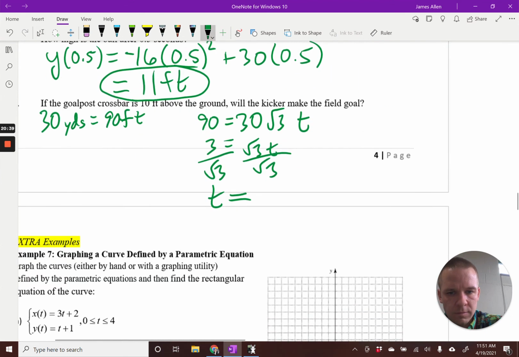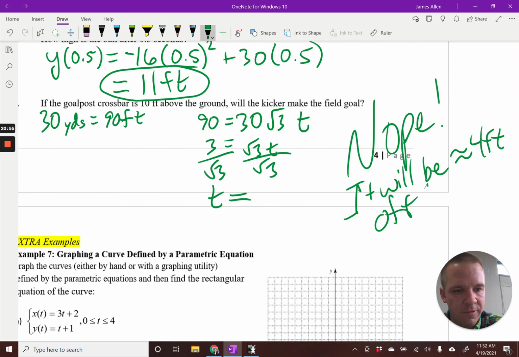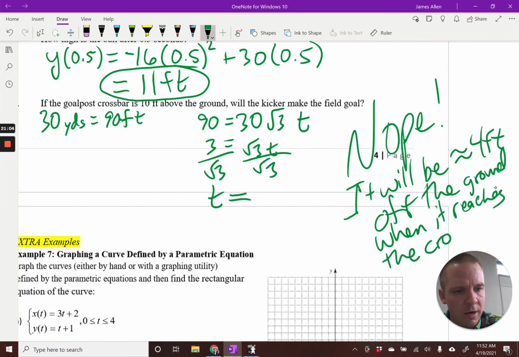Nope. So how do we want to word this? It will be about 4 feet off the ground when it reaches the crossbar. And that's it, folks. Two examples. I think we'll cut it off there. A lot of calculator work, mainly just knowing what equation to use. So think about it. Are we talking horizontal? Are we talking vertical? That'll help you pick it out. But obviously, it just takes some practice.